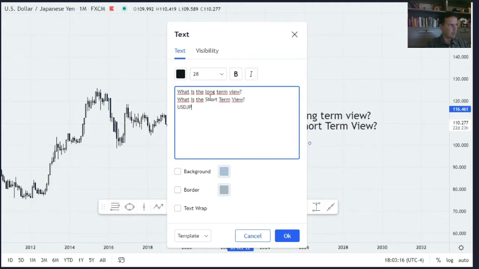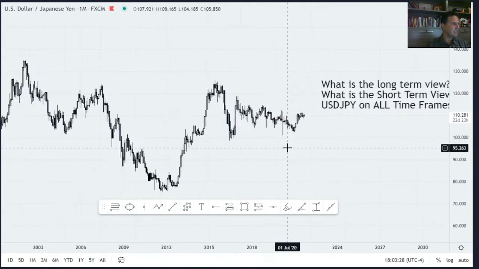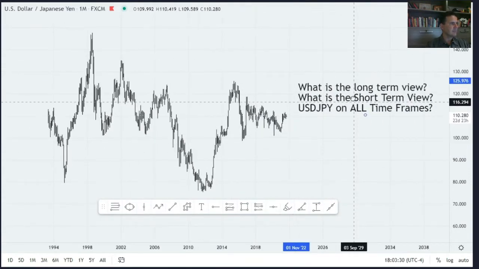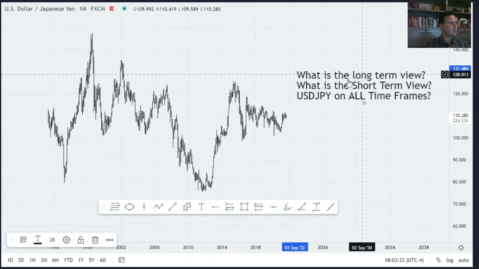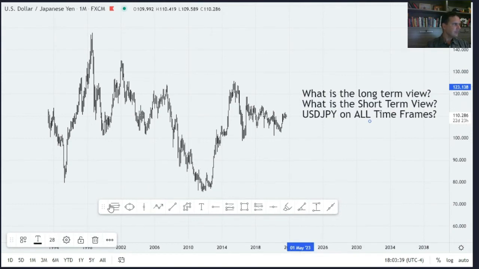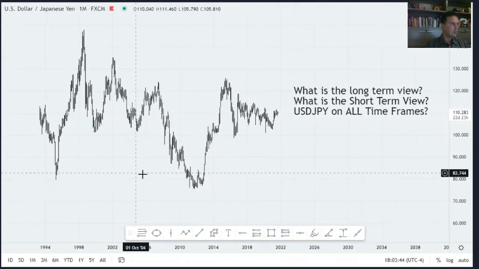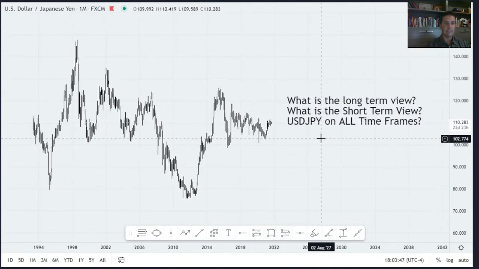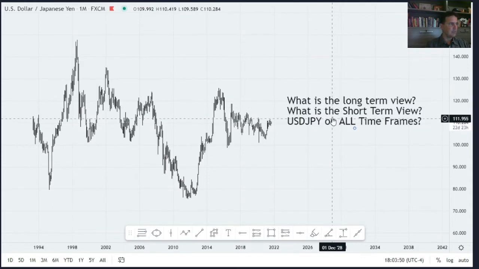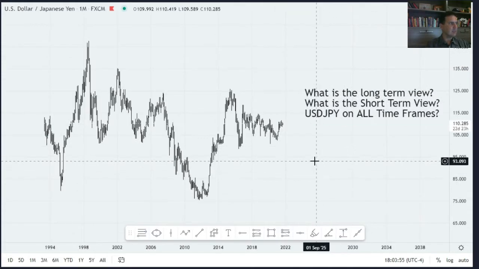USD JPY on all time frames. Why is this important? Because you might be a scalper, you might be a day trader, you might be a swing trader. What is the long-term view? What is the short-term view? USD JPY on all time frames. So everybody, we are going to do this on USD JPY. Remember, you are going to do the same on all currency pairs. You're going to use exactly the same process, and we are going to build a chart.